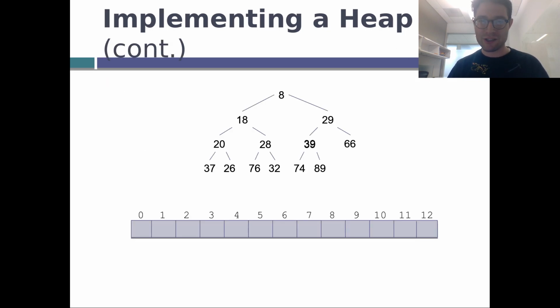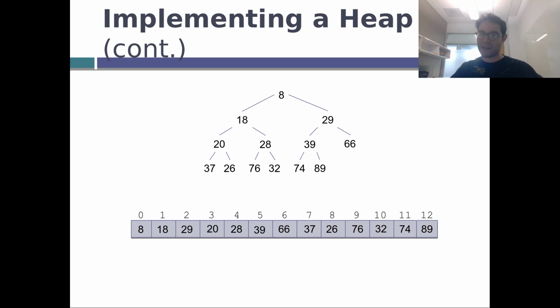What we're going to do is simply read in that left to right order from top to bottom, this level order as I called it, and just insert it into an array in the level order. So boom, 8 goes into index 0. Then we follow it with 18 and 29. Then we follow it with 20, 28, 39, 66. And then the next level just goes into this spot over here. Right? So that's all that it takes, basically.